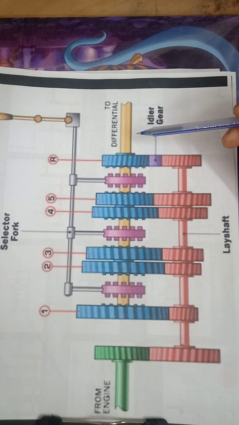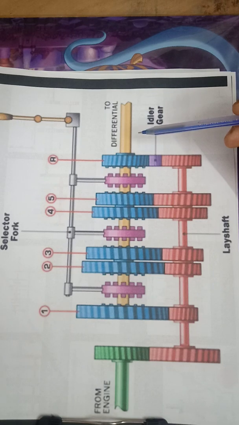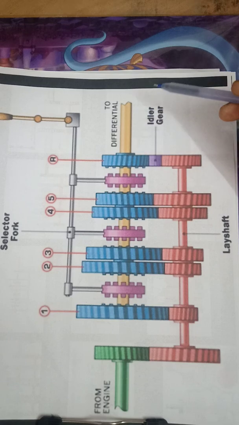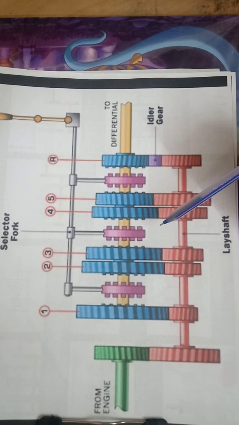As the vehicle is in the stationary state, because of the inertia, a large amount of torque is needed to move the vehicle. For that purpose, we need this type of gearbox. What the gearbox does is multiply the torque and speed as per the requirement of the vehicle, that is, when the vehicle is stationary.